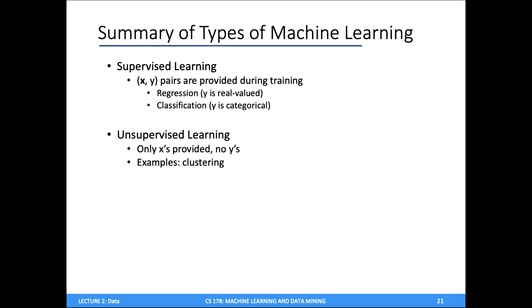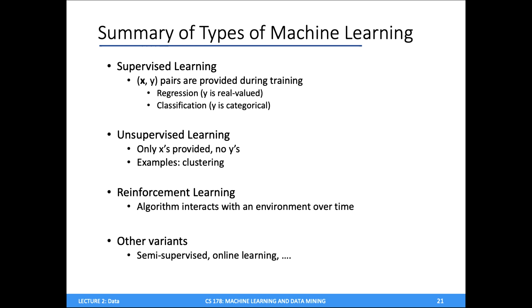In unsupervised learning, only the x variables are provided to you during training. We don't have any y variables. And you might want to do something like clustering. And in reinforcement learning, it's a little bit different. We have some kind of agent interacting with an environment, collecting data about that environment as we go. So in this course, we'll focus on these first three types of machine learning problems: supervised, unsupervised, and RL tasks.